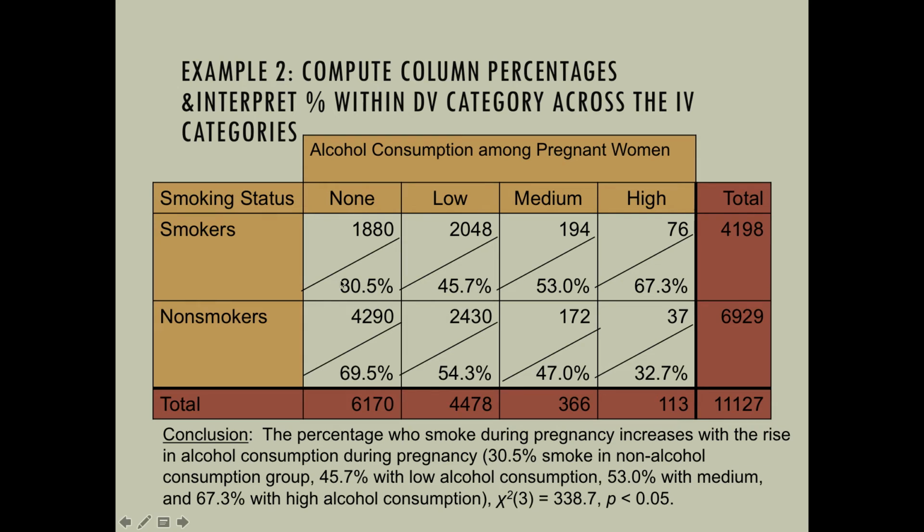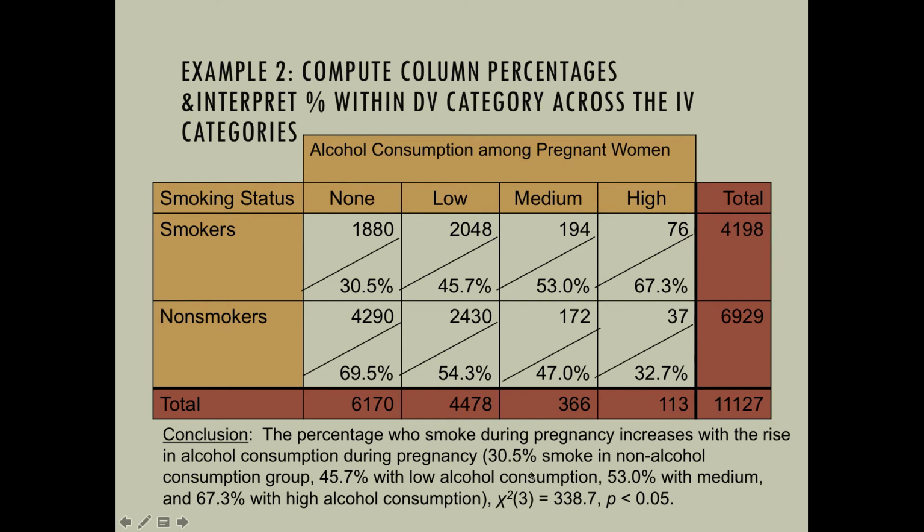Then the other thing you can do is calculate the percentage, which we will have SPSS do for you. But we always are going to calculate down the column because it's more meaningful than across. So our conclusion for that chi-square is that the percentage of people who smoke during pregnancy increases with the rise in alcohol consumption during pregnancy.